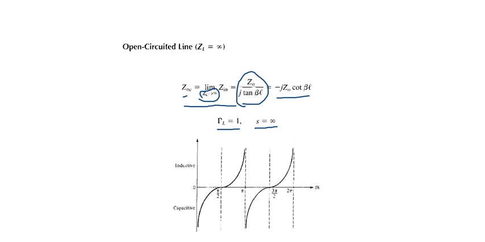And the difference is what? For 0 to π/2, the characteristic offered by our load is capacitive, and between π/2 and π it will be inductive, and so on. The characteristic varies with the length of the transmission line itself.